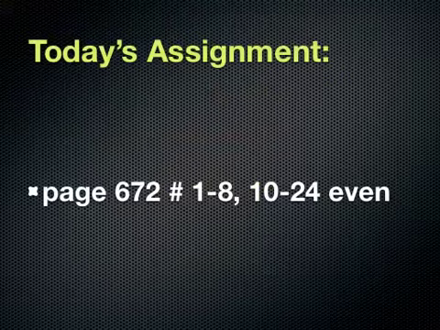Today's assignment is on page 672. I want you to work on numbers 1 through 8 and 10 through 24 even.